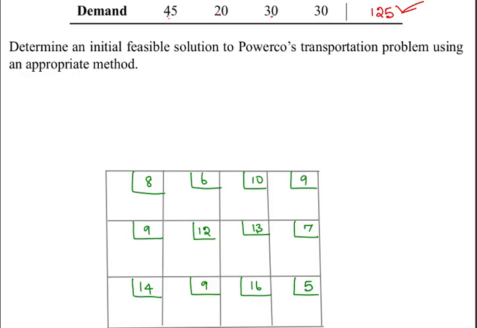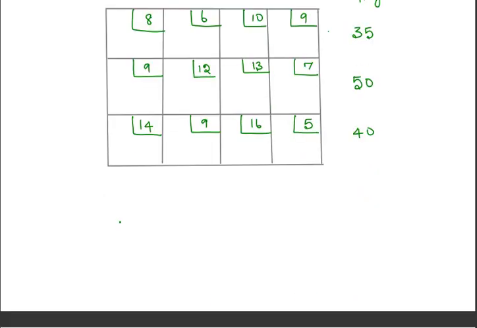here 5. Then write supply here: supply is 35, 50, 40. Here is 45, 20, 30 and 30. So this is the demand.